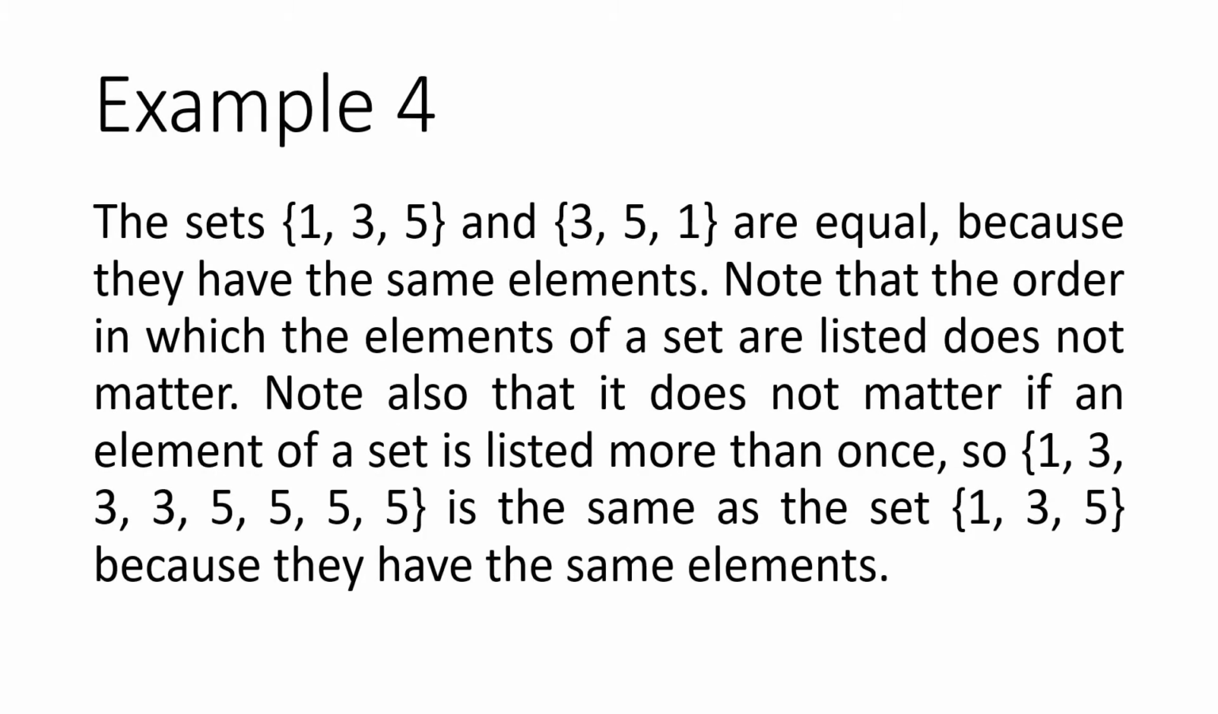So let's have this one. The sets {1, 3, 5} and {3, 5, 1} are equal because they have the same elements. Note that the order in which the elements of the sets are listed does not matter. Note that it does not matter if an element of a set is listed more than once. So if you have {1, 3, 3, 3, 5, 5, 5, 5}, it is the same as the set {1, 3, 5} because they have the same elements.